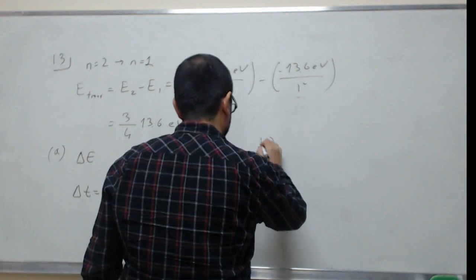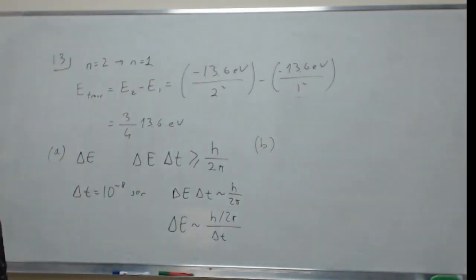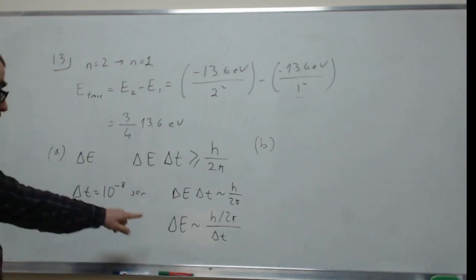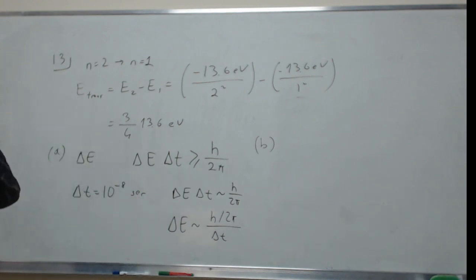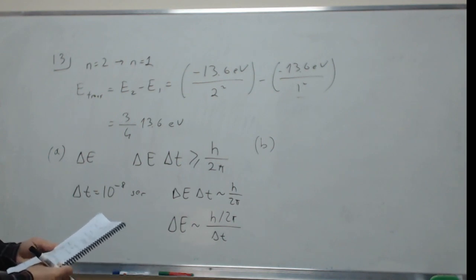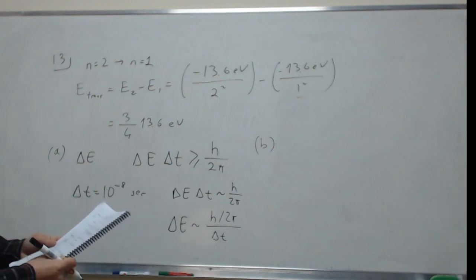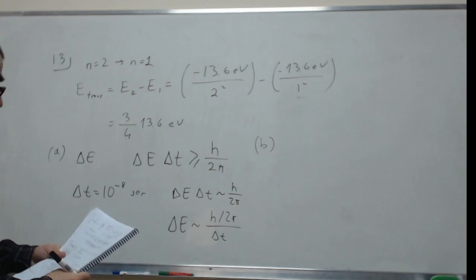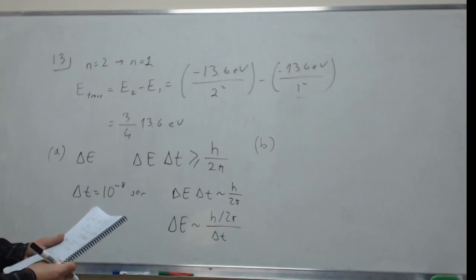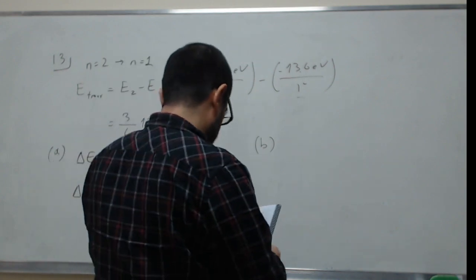So for part B, they're asking what fraction of the transition energy this is. So we calculate the transition energy here. If we get this number in electron volts, then we can calculate the ratio very easily. And here, what will this be?